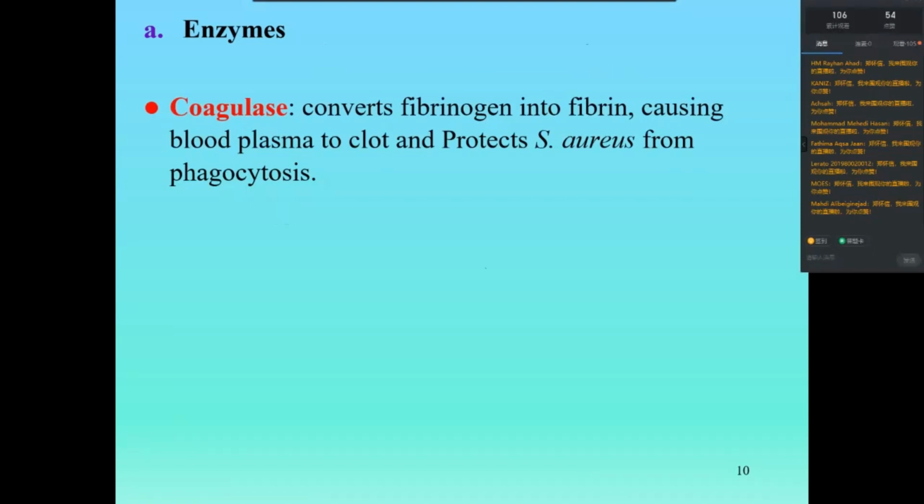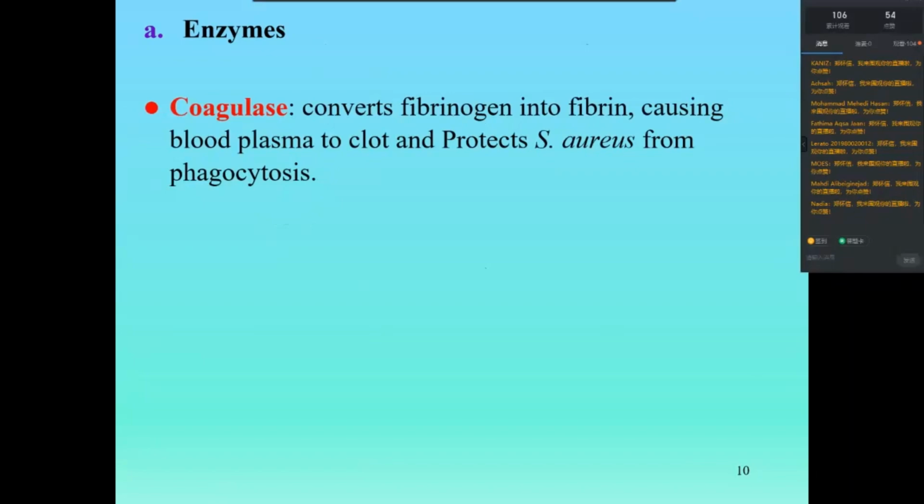And also they produce catalase. That's what we mentioned just now. This catalase can convert hydrogen peroxide to water and oxygen. Hydrogen peroxide is toxic, and once it's converted to water and oxygen, it's not toxic anymore. Okay, so these are the different types of enzymes produced by S. aureus.